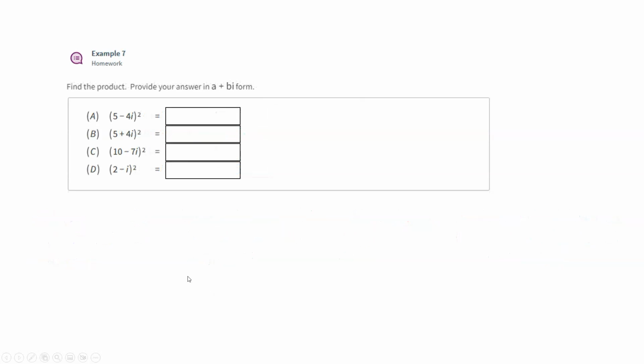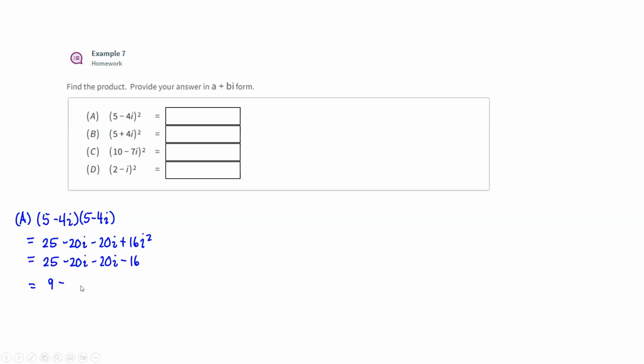And of course, when you square these, you're just going to have to rewrite them as 5 minus 4i times itself. You FOIL that out. The plus 16i squared does become a minus 16. So you end up with 25 minus 16, which is 9. Negative 20i minus 20i is a minus 40i. So 9 minus 40i is the answer.